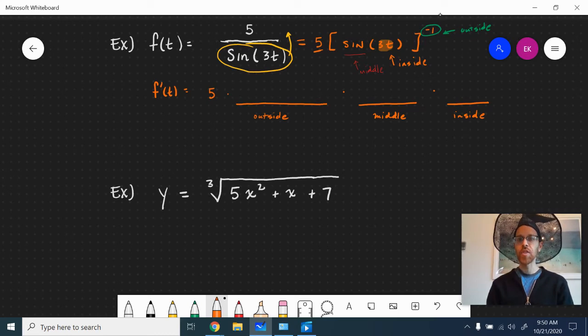The outside is something to the negative 1 power. What is the derivative of something to the negative 1 power? Negative 1 times something to the negative 2. Take whatever that something is on the inside, write it.